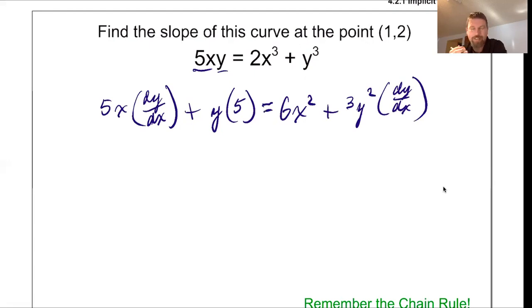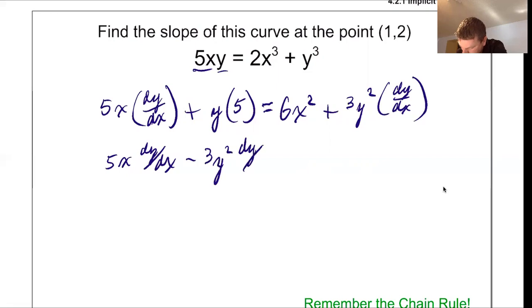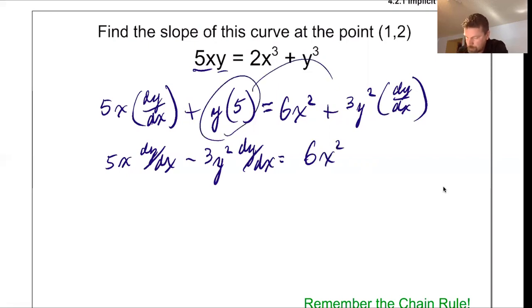So let's move all the dy/dx's on one side, move everything that's not a dy/dx on the other. I would probably write it like this, 5x times dy/dx. Parentheses are not, same thing. And I would move this over there by subtracting. So minus 3y squared dy/dx equals, I'm left with a 6x squared on this side, but I wanted that 5y over here. Writing the 5 in front is probably a nicer way to do it. So I'm going to subtract it from both sides. Minus 5y.